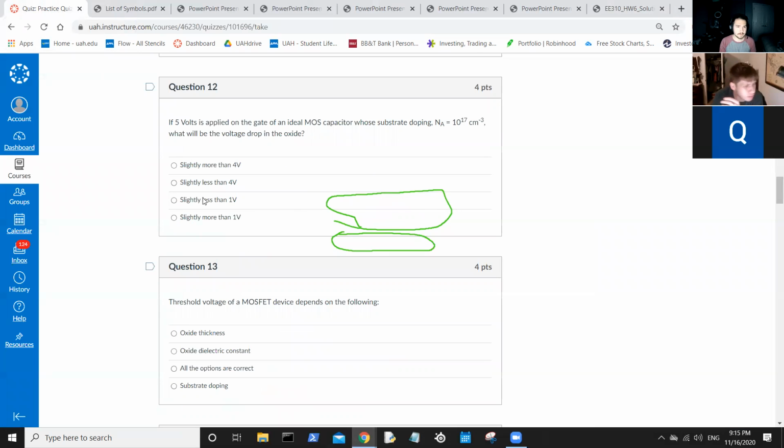Are you able to erase those? All right, so here's how this works. First off, we know from earlier that most of the applied voltage drops across the oxide. So we can immediately eliminate 2 of these options. 1 volt isn't even half of the applied voltage. Now we're dealing with 2 different answers, more than or less than 4 volts.